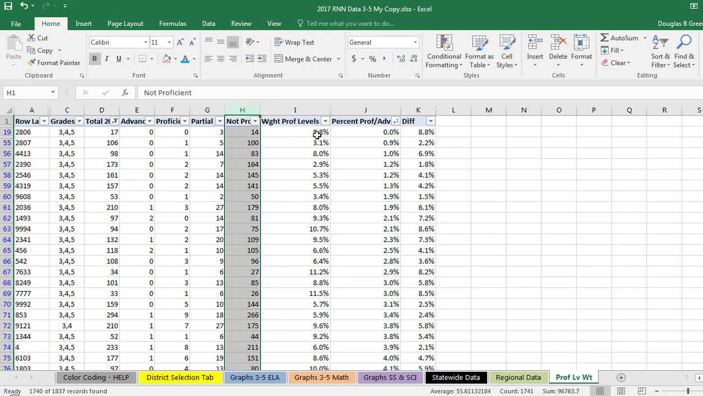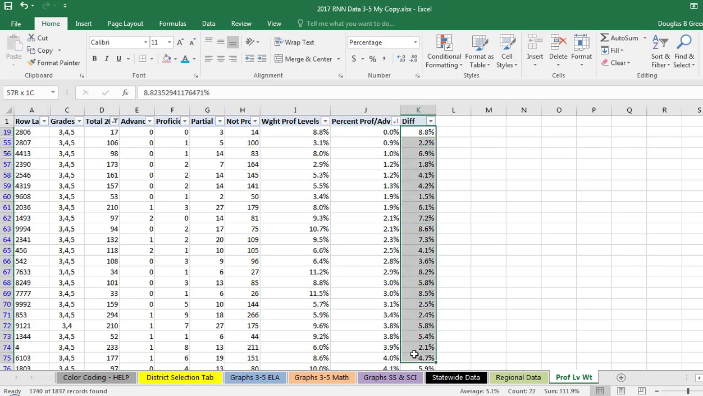This resulted in these weighted proficiency levels. Now, the interesting thing about these weighted proficiency levels is where proficiency was very low for schools, like 0% or 1%, you can see that it brought their proficiency up by almost 5% or more. So the difference between the weighted proficiency and just the straight percent proficient, you get a bit of an increase because it gives more credit to those partially proficient students.